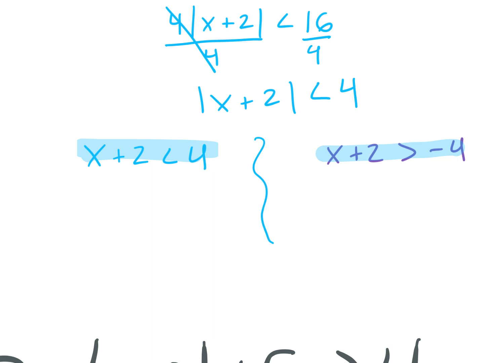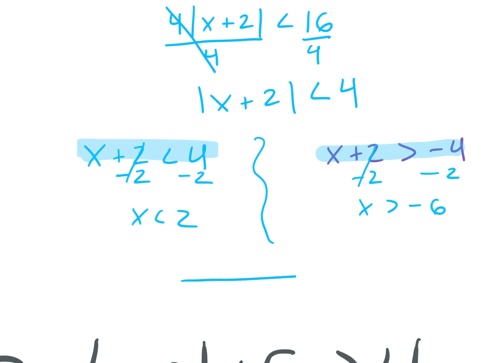So in the first one, what would I do to solve for x? Subtract 2, so x is less than 2. Second one, we do the same thing, subtract 2, so x is greater than negative 6. Which number am I going to write first on my number line? Negative 6. Do I have an open or closed circle at these numbers? Open circles.